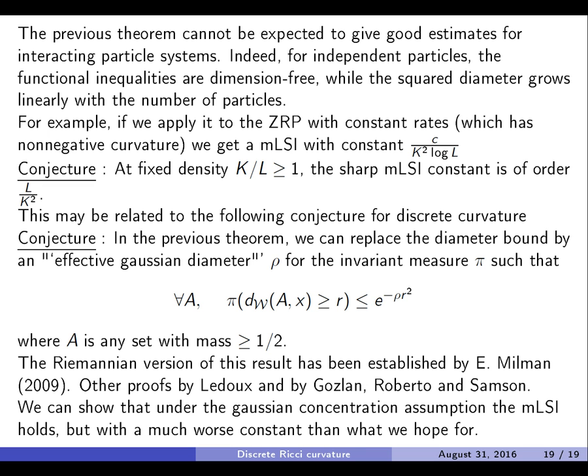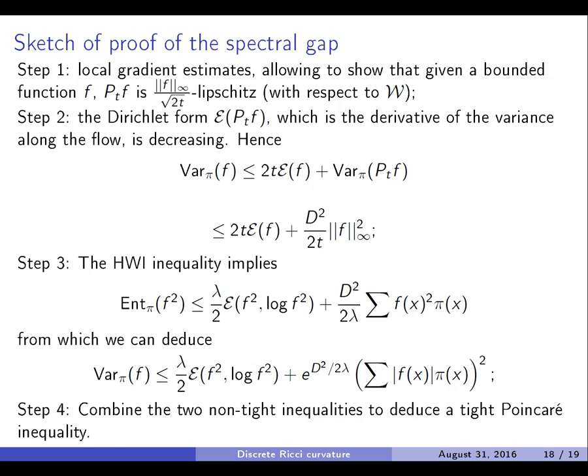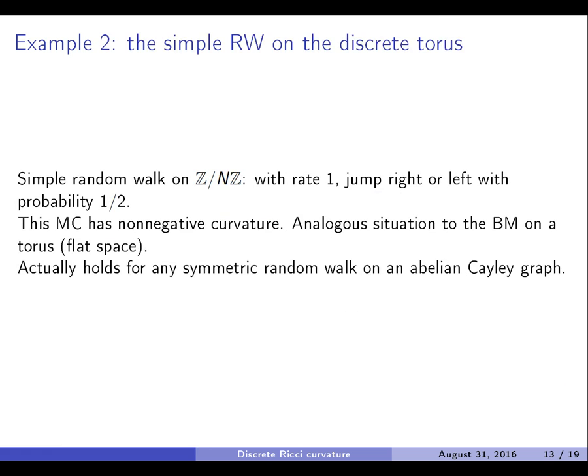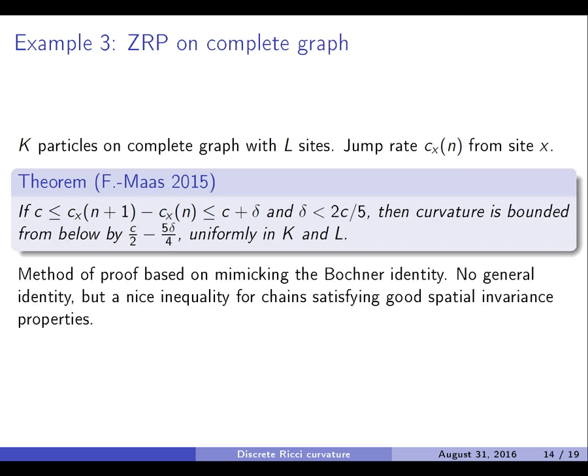So in particular, if you apply them to systems from statistical physics where you expect some nice stable behavior in high dimension, you will never get the right thing. For example, so this was one of the motivations. If you take the zero range process, so this process, but instead of taking increasing rates, you assume that the rates are just some constant.